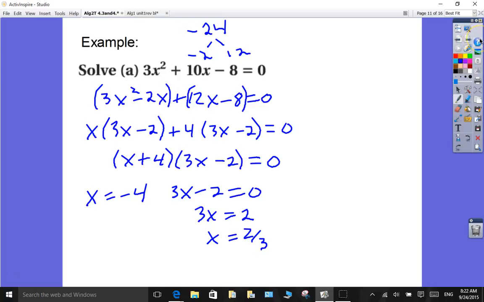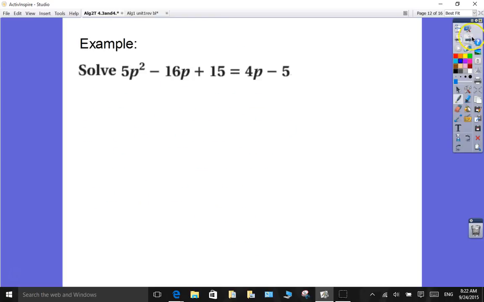Okay, so there's one example, which is a little more complicated factoring, but still works the same. Now, the next one, what's different about that one, besides the fact that it may be more complicated factoring? It's not equal to 0, right? So you need to make it equal to 0. So one way or the other, get all terms on one side, 0 on the other. And in this case, I'm going to subtract 4p and add 5 on both sides, or at the same time in one step. So subtract 4p and add 5.